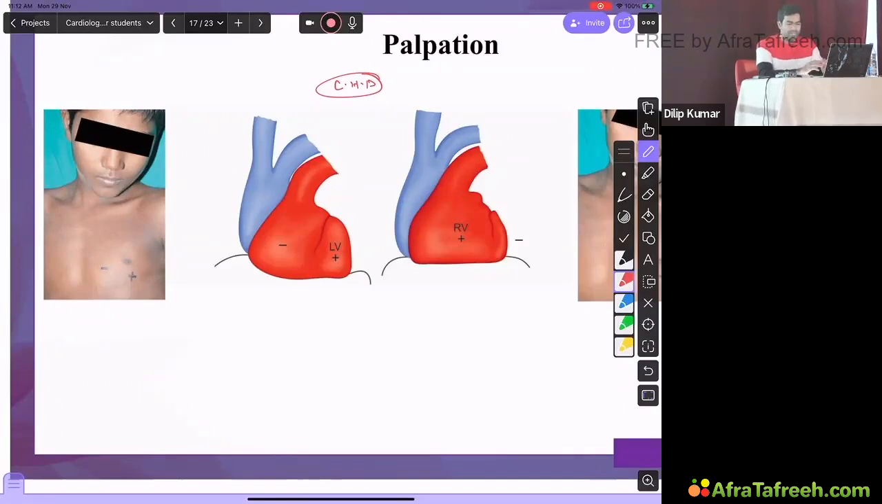Second, what causes retractions? Remember, I told you whichever ventricle is the dominant ventricle, that will produce that rotation and that's going to hit the chest wall.